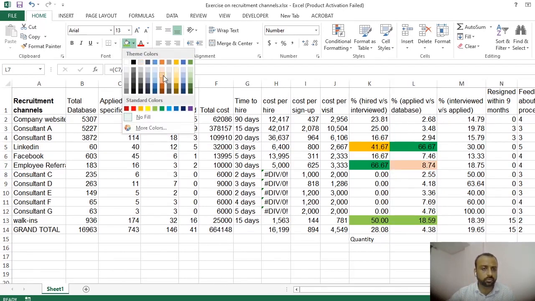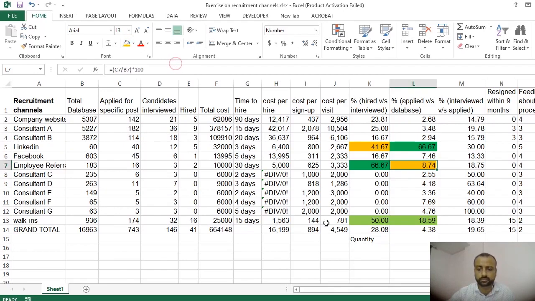If I have to give a second chance by looking at these two quantitative measures, I will look at just these three things. I will say LinkedIn, employer referral, and walk-ins. You don't invest money on the consultants or the company website, because these two are giving me the highest number, so the churn is highest.